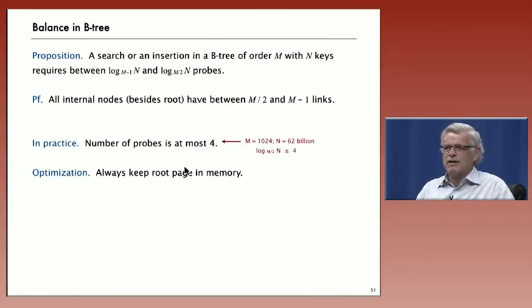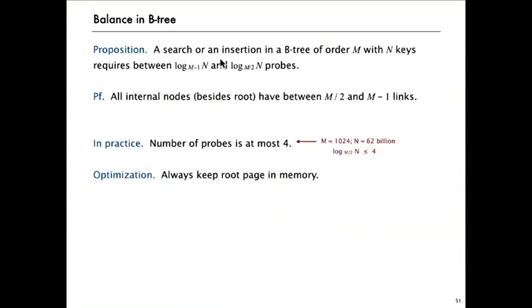And so the end result is that a search or an insertion in a B tree of order m, where we're putting m keys per page, requires between log base m minus 1 m and log base m over 2 n probes. And that's going to be a really small number. So say m is 1,000, log base m over 2 is this log base 500. So what power do you have to raise 500 to get bigger than n? In practice, that's going to be like 4 or 5.